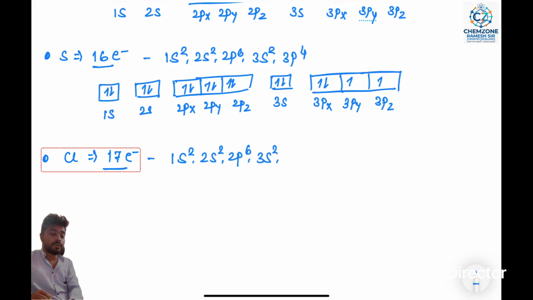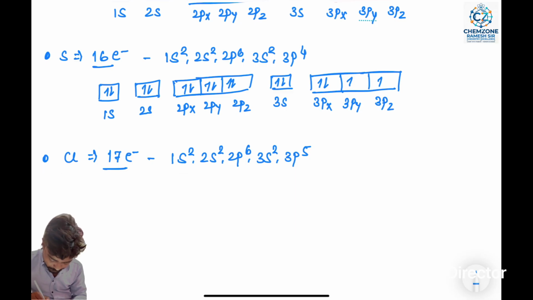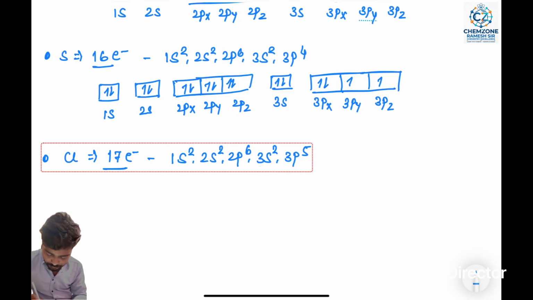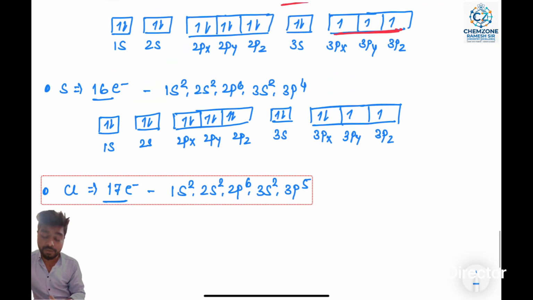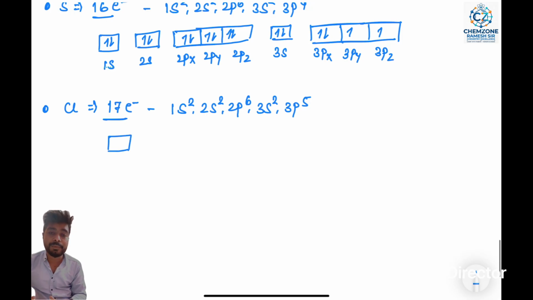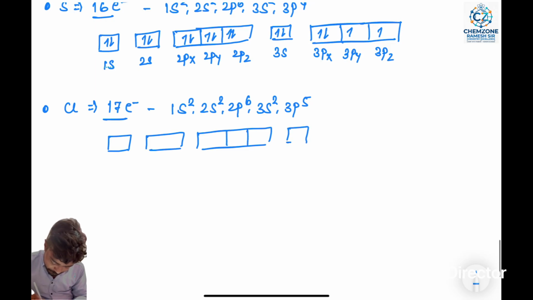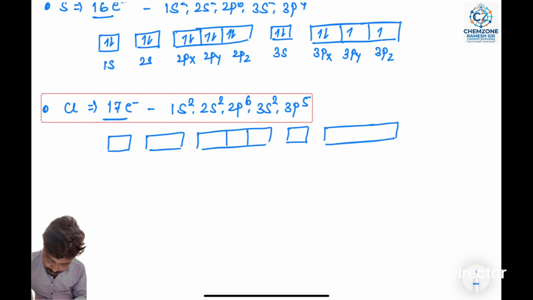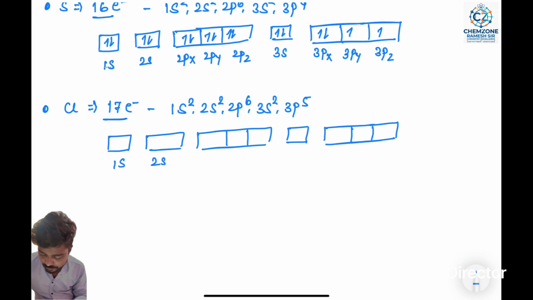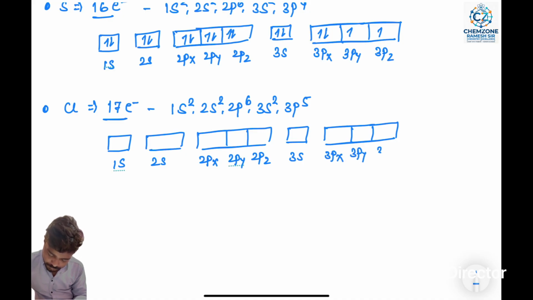2p6, 3s2, and 3p5. Okay, as the atomic number increases, the orbitals' electrons increase. जैसे जैसे एटॉमिक नंबर बढ़ती जा रही है, वैसे वैसे ऑर्बिटल्स में इलेक्ट्रॉन्स की संख्या बढ़ती जा रही है, जिसमें ऑर्बिटल्स का शेप भी और वहाँ पे चेंजेस होती जा रही है. जैसे हम देखें यहाँ पे 17 इलेक्ट्रॉन्स पे 1s ऑर्बिटल्स, 2s ऑर्बिटल्स, 2p, 3s, and 3p. 1s, 2s, 2px, 2py, 2pz, and 3s, 3px, 3py, and 3pz.